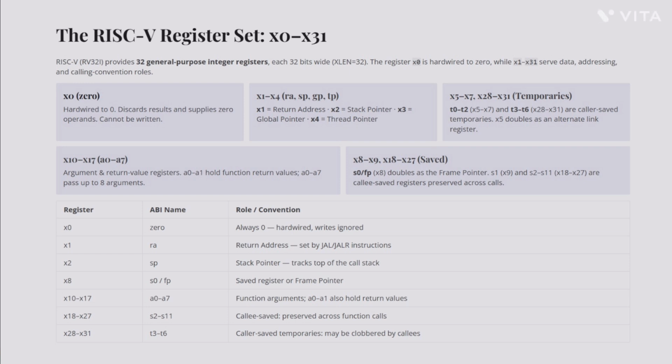So we can see in the table, X0 is 0, X1 is return address, X2 is stack pointer, and X8 is frame pointer, etc. So this is the basic register set in the RISC-V architecture. And the main registers which we'll be using are A0 to A7 and then X0.